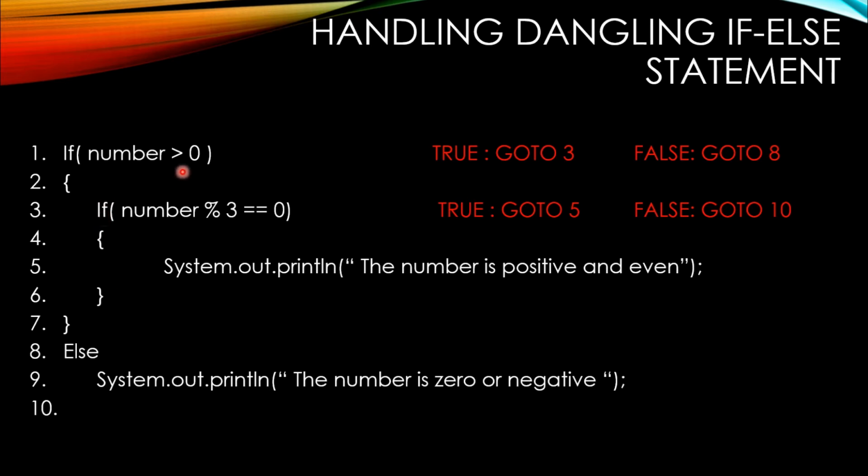But if the number is greater than 0 and it doesn't trigger, then what happens? We get to else and we print the number is 0 or negative. Fine, right? So it's already a lot of theory, right? Let's get to the code editor and code something.